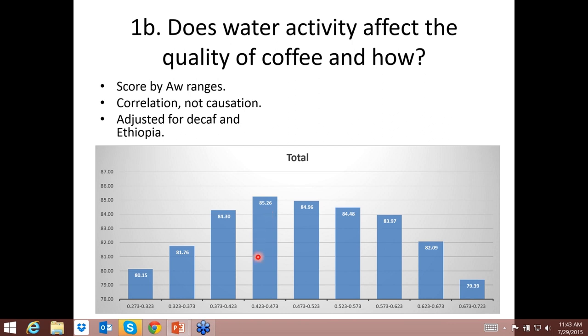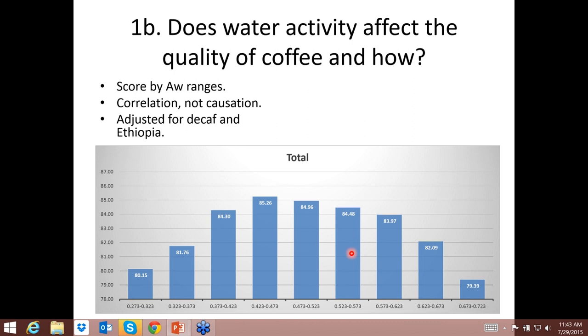Now, this table is interesting also because we've adjusted it for decaf and Ethiopia, by which I mean I've eliminated those two things from this data. Decaf, because the water activity and moisture content in decaf can be just really all over the place. Ethiopia, because we tend to purchase from Ethiopia for our own inventory only high-end things, whereas Colombia, we're buying the full spectrum. For most countries, we're buying the full spectrum. From Ethiopia, it's predominantly high-end stuff.